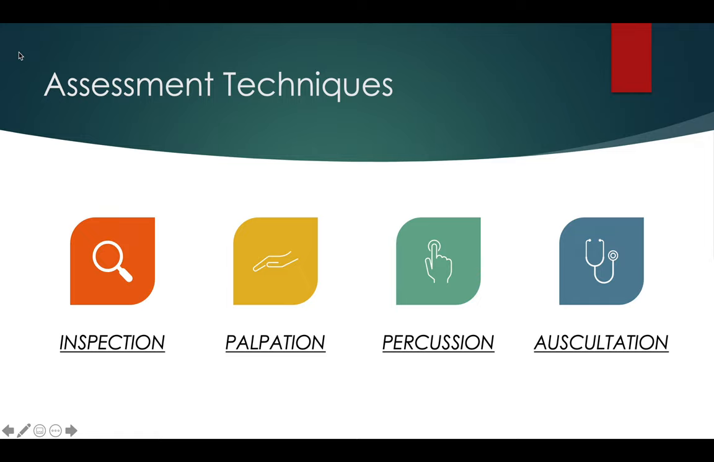Percussion is the use of sound to examine different body organs, assessing the location, shape, size, and density of tissue. And then, of course, auscultation. Get out those stethoscopes. It is listening to sounds produced within different body structures, created by movement of air or fluid, and assessing the four characteristics of sound: pitch, loudness, quality, and duration.